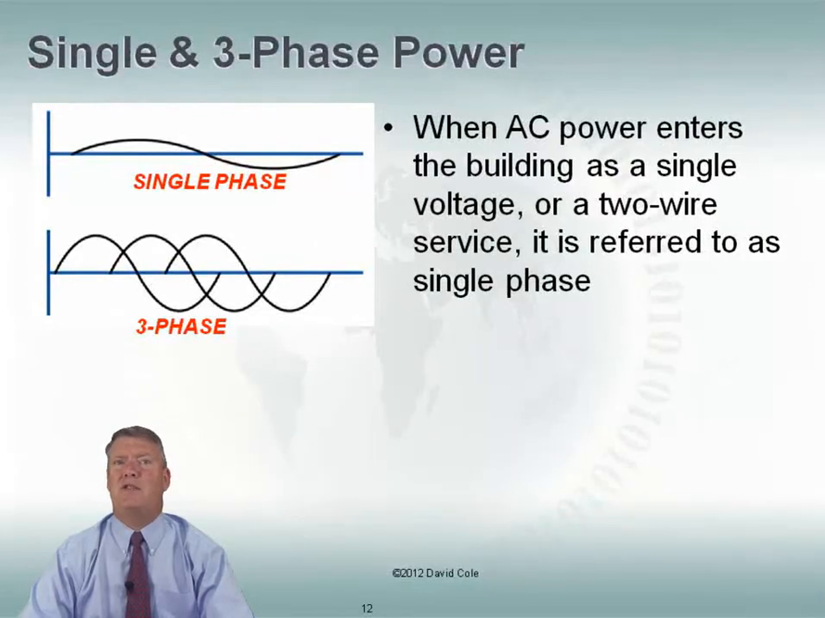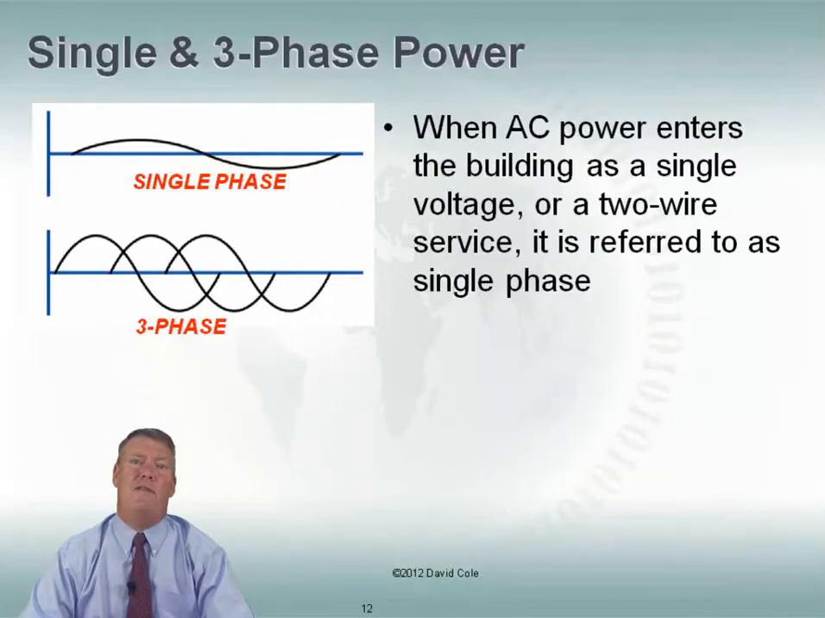So we have single phase versus three phase power. Single phase, notice we've got a sine wave up there, right? With single phase, the current is still alternating. It still goes from high to low, down through 0 and back up again, right? When the AC power enters the building as a single voltage, there's two wires that come in. It's referred to as single phase.